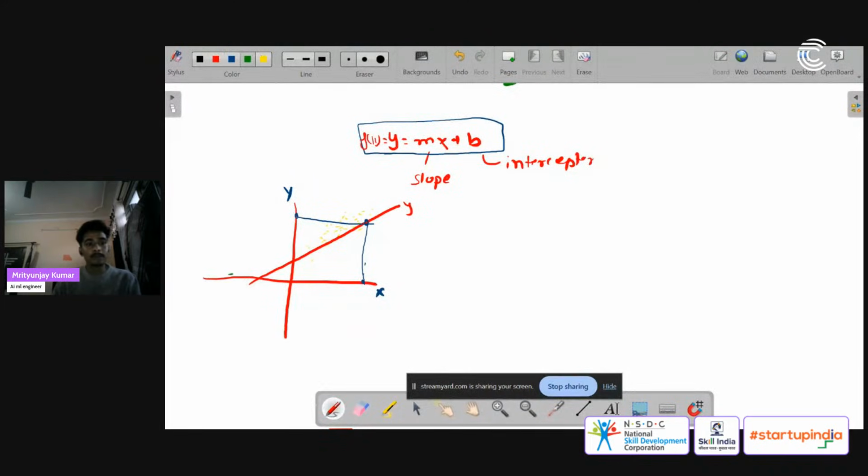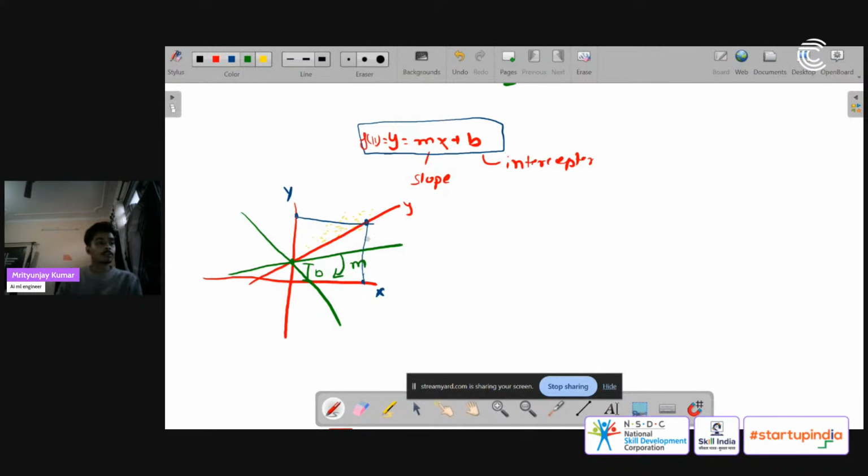Currently this line is like this. Maybe after making changes on the m, you are going to get a new line like this, and after that, like this. So whenever you change m, your line is going to rotate around this point, and the distance between here and here is the intercept. That is b. Rotation is basically your m value.